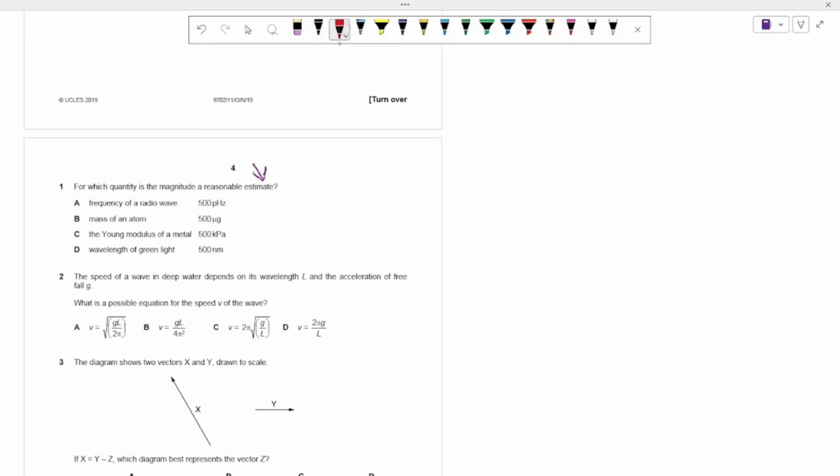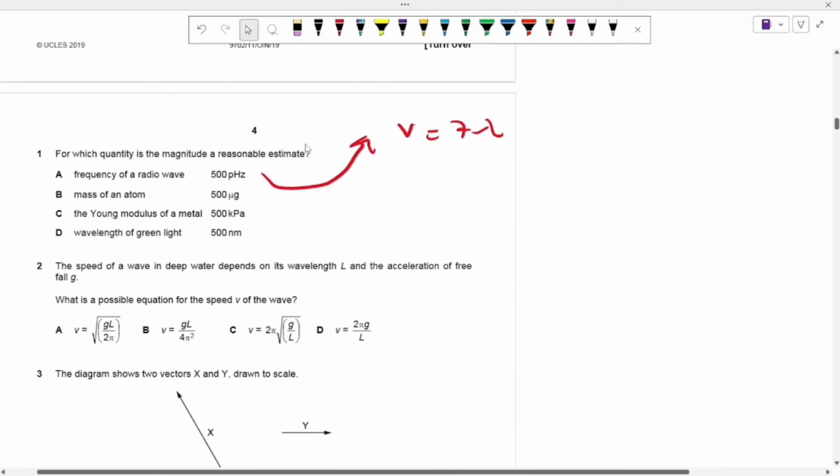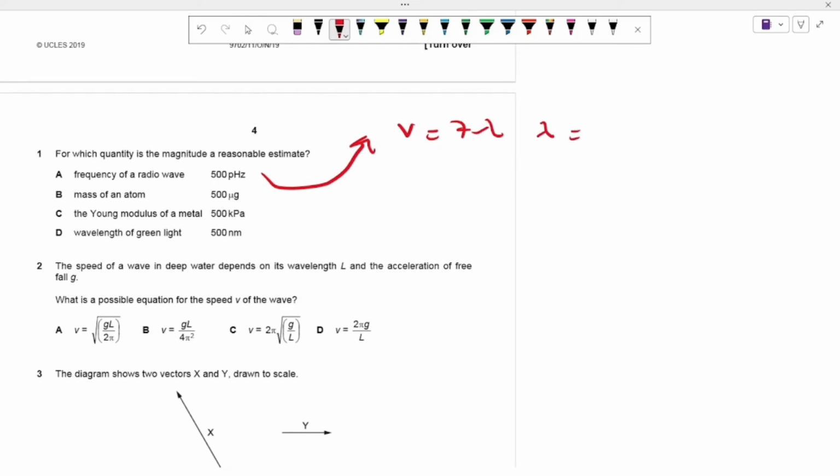Okay, so if we were to start with A, basically it requires you to know the frequency of radio waves, right? It's very hard to memorize frequencies, but my advice would be to memorize the wavelengths, and that can help you deduce the frequencies. So for number 1, I know that v is equal to f lambda, the famous wave equation. Since we know this, we can find a possible lambda. We know that the speed of radio waves is 3 times 10 to the power of 8 divided by the frequency that we've been given here, 500 times 10 to the power of negative 12, and that should give you a lambda of 6 times 10 to the power of 17 meters.